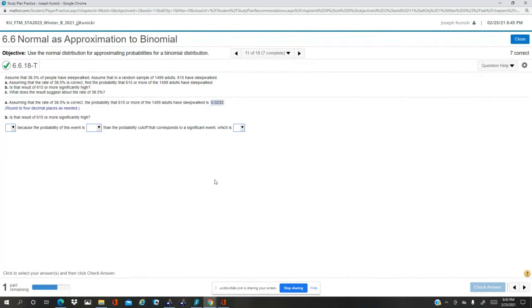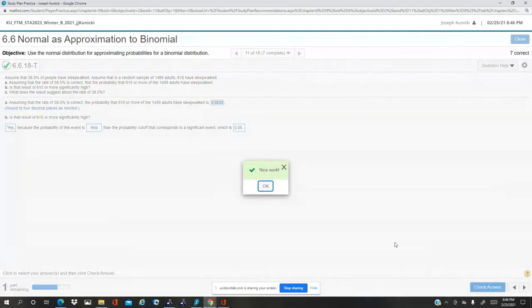Is that result of 615 or more significantly high? Well, it's less than 5%, so it's in the tail. So yes. So we're going to assume it's 5%. We're assuming it's a right tail test, 5% in the right tail. Well, our p-value is like 2.5%, just a little bit less than 2.5, which is less than 5%. So it is significant. Okay.